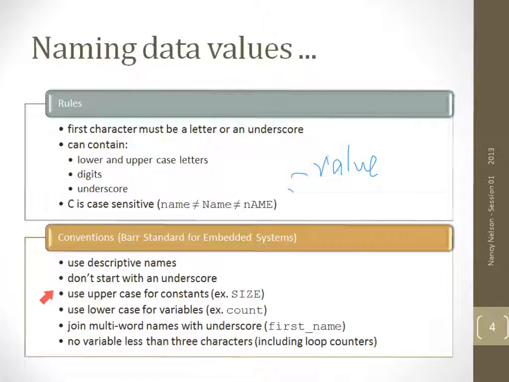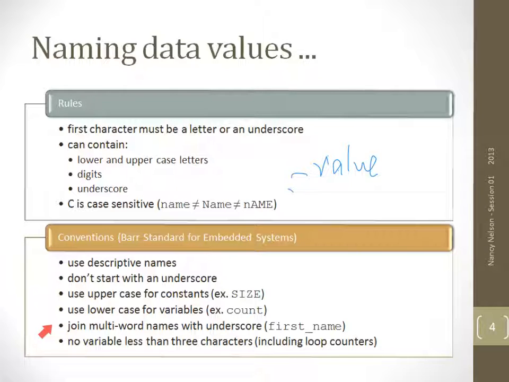Next is that for constants, we're going to use all uppercase, and for variables, things that are going to change throughout the code, we're going to use all lowercase. So what we have defined up here is a variable, and we know that simply because it's all in lowercase letters.